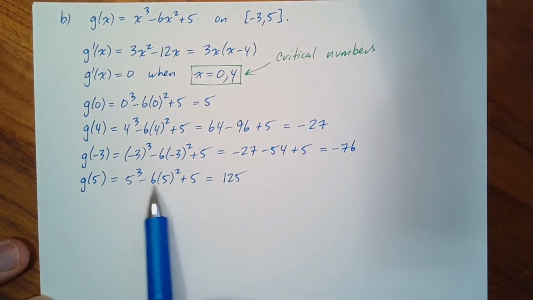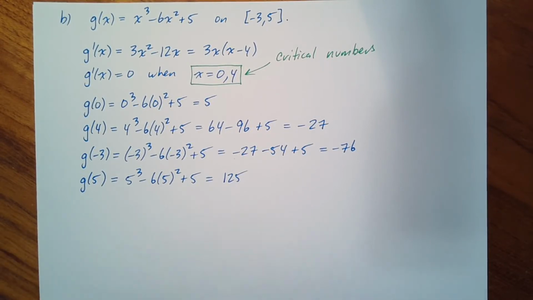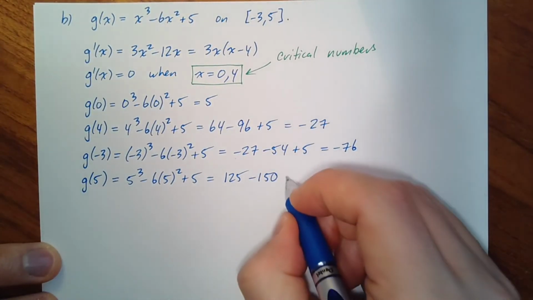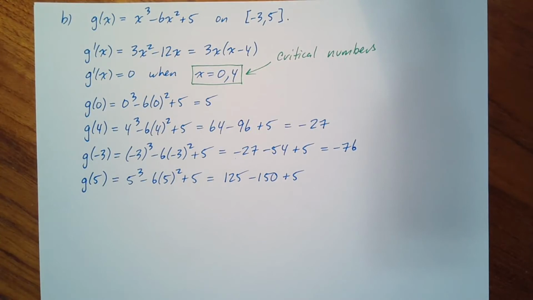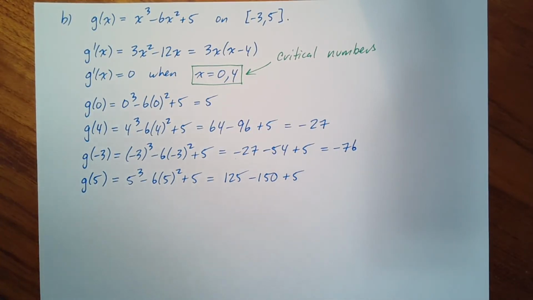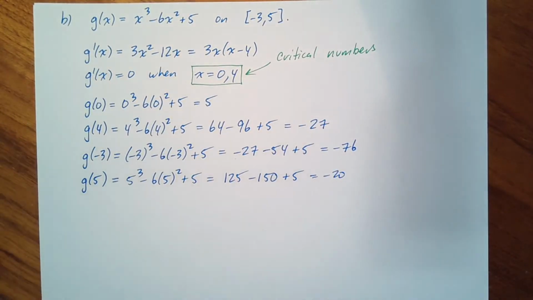And then here we've got 6 times 5 squared. 5 squared again is 25. 6 times 25 is 150. So that's minus 150. And then we've got plus 5 at the end. All right, well then 125 minus 150 leaves you with -25. So -25 plus 5 is -20. So that's what we get for 5.